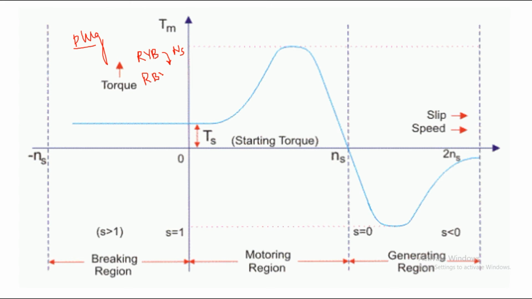By taking the R phase as reference, we just interchange the Y and B phases. So instead of giving a supply sequence of R, Y, B, here we take R, B, Y. Because of that, the flux direction will get changed. So now we have a counterclockwise direction for the flux, with the speed of minus ns.